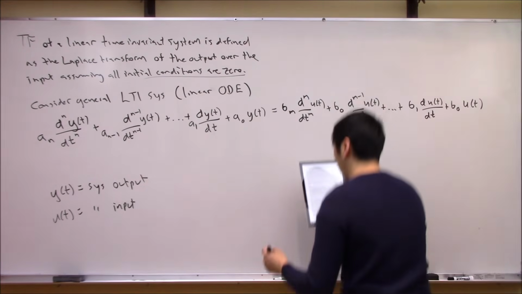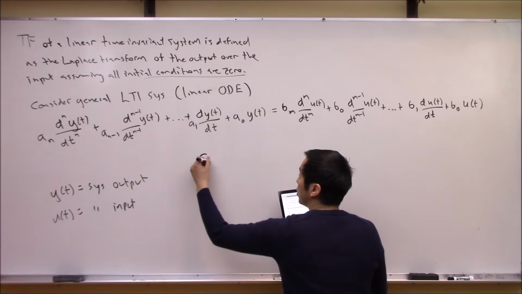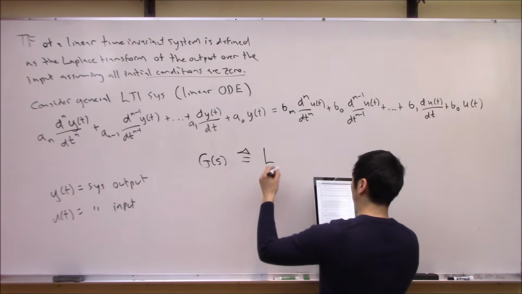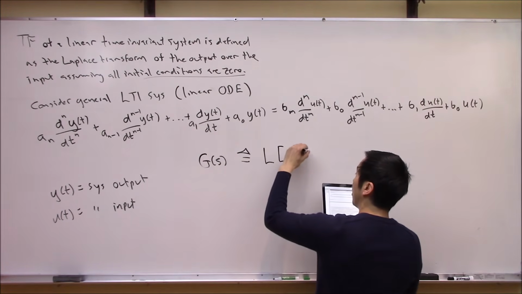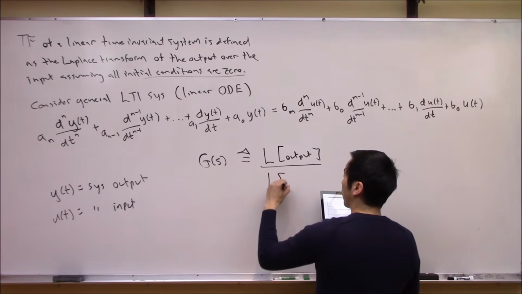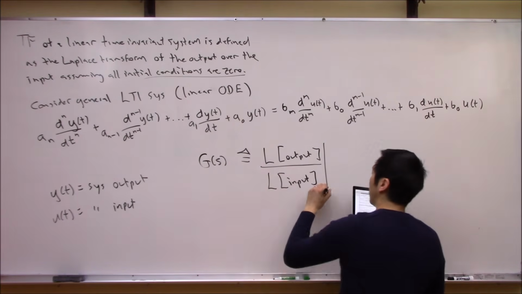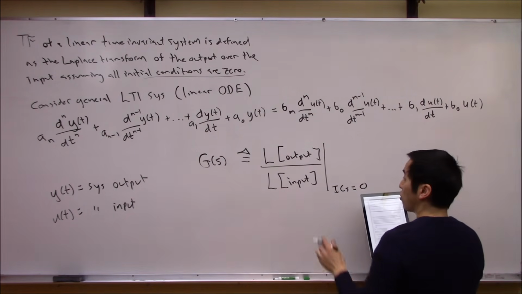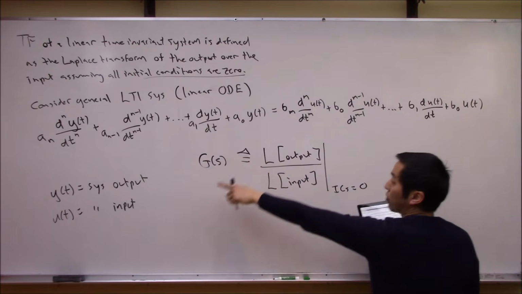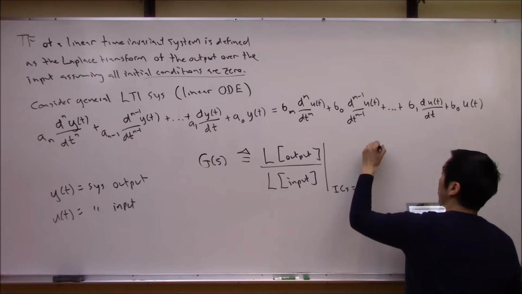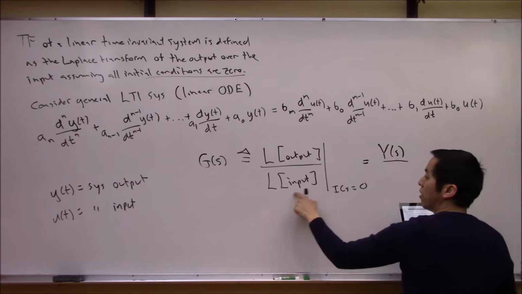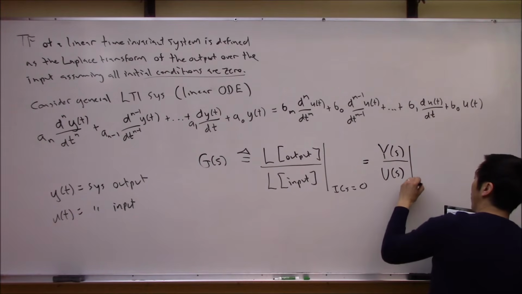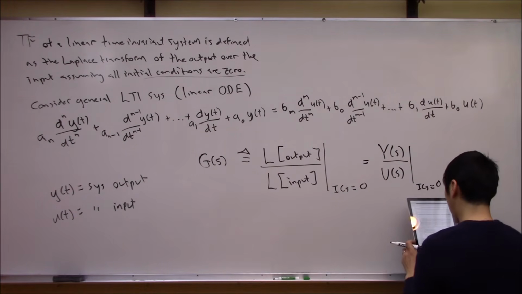So let's do that real quick, just generally. What we said is g of s is defined to be the Laplace transform of the output, all divided by the Laplace transform of the input, with the understanding that initial conditions are 0. The Laplace transform of the output, which is just y of t, is y of s, and the input is u of t, so its Laplace transform is u of s. And again, this is with ICs equal to 0.